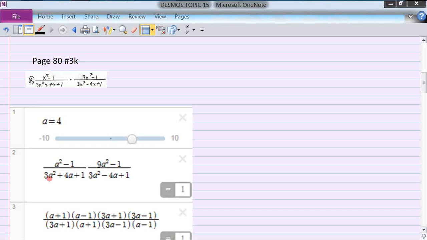So now if we go to page 80, number 3k, and we put the problem in here, a squared minus 1 over 3a squared plus 4a plus 1, and here we put this term in here, 9a squared minus 1 over 3a squared minus 4a plus 1. Notice that the answer comes out to be 1.